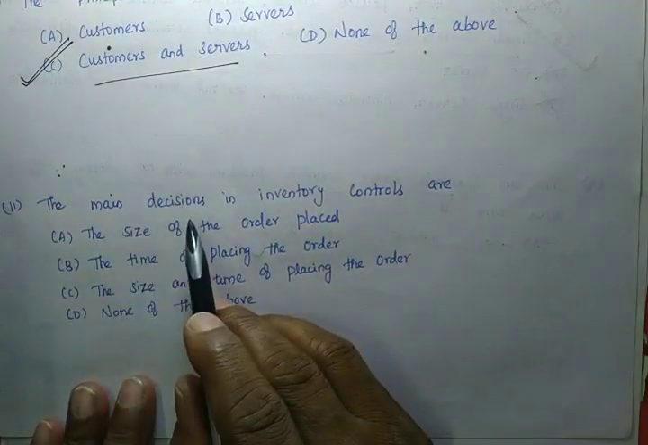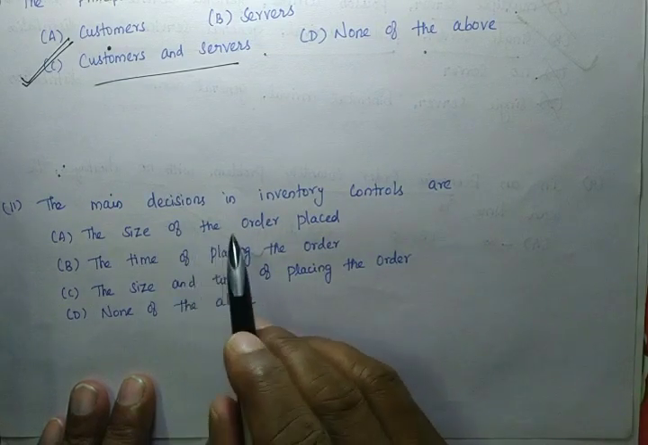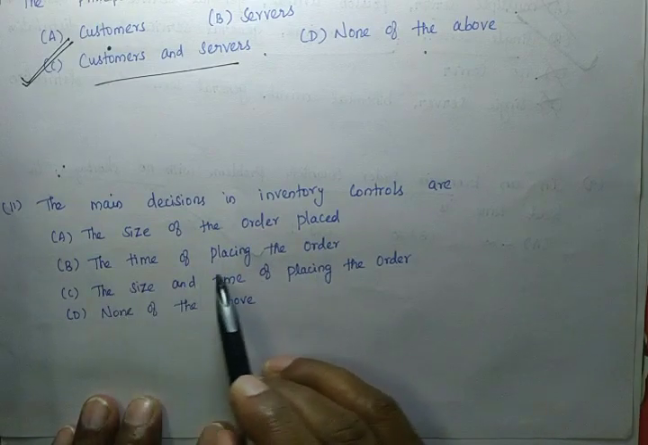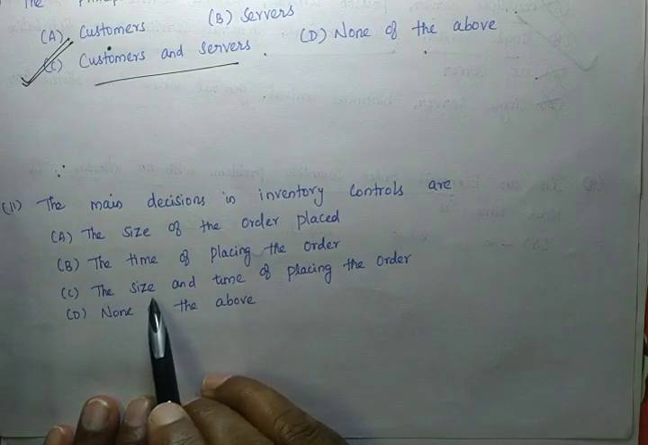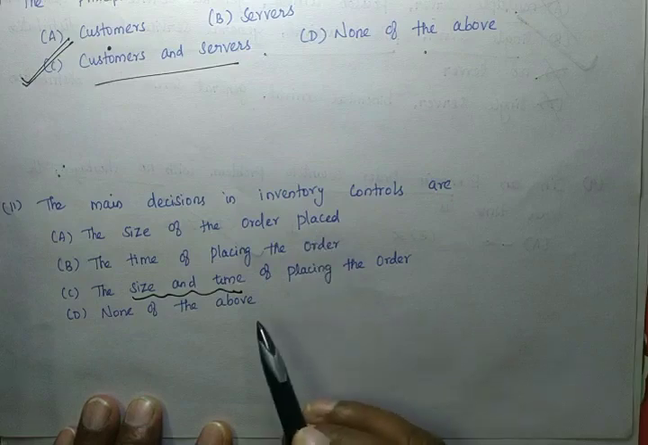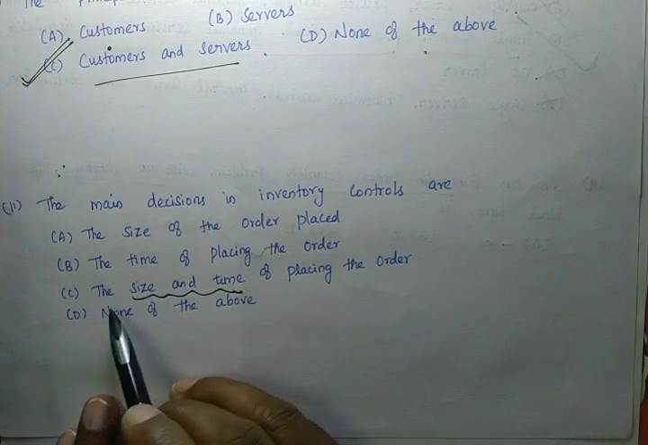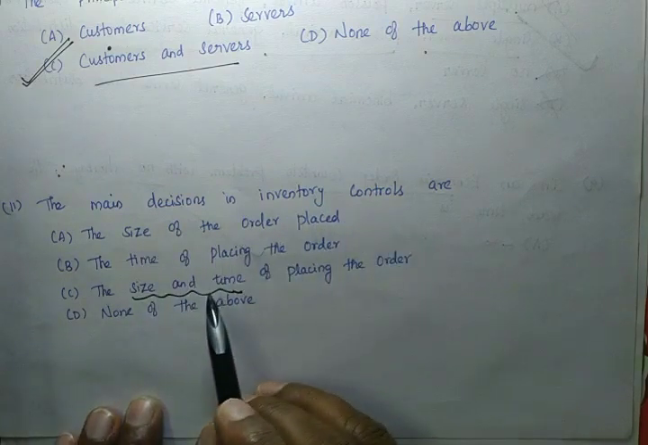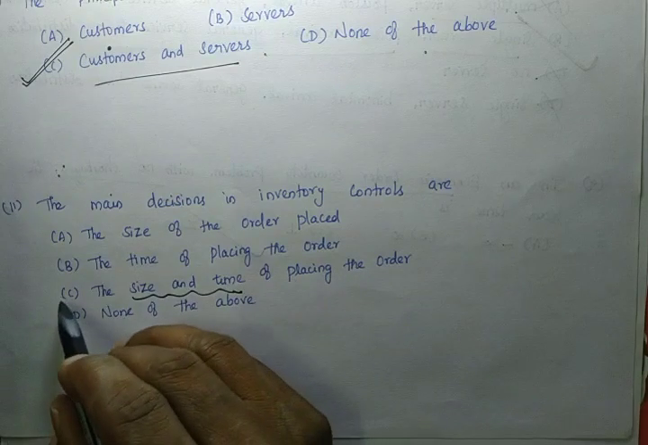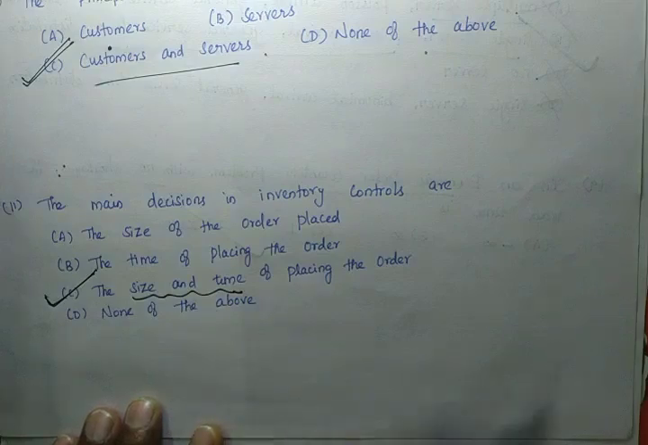The main decision in inventory control is based on what factor? They gave the options: size of the order placed, the time of placing the order, or the size and the time. These two factors are very important in inventory: how much and how frequently we are ordering. So the main decision of inventory control depends on two factors, the size and the time of placing the order. Therefore option C is the right answer.